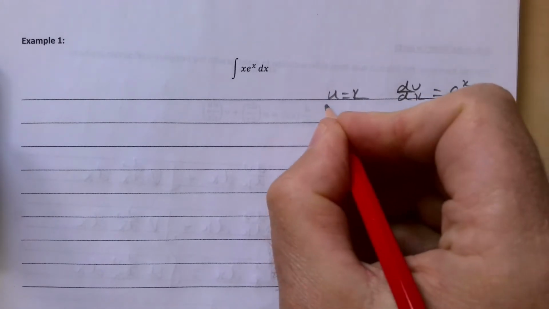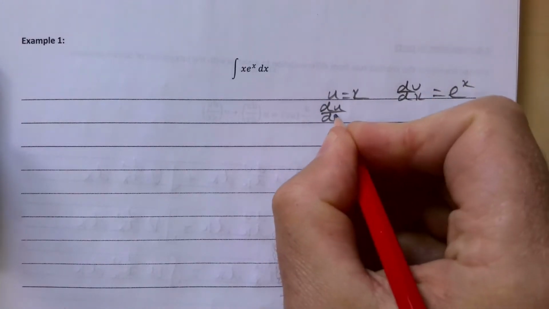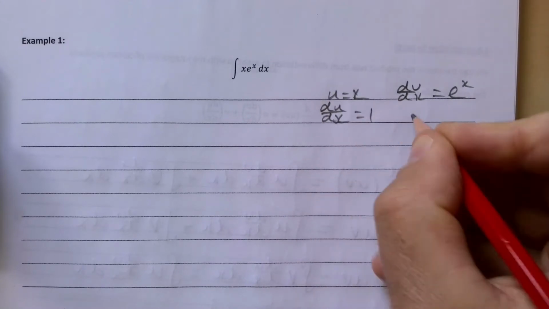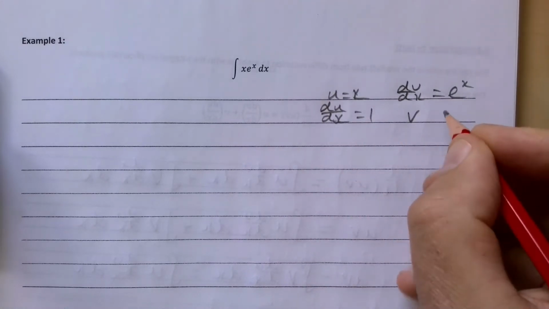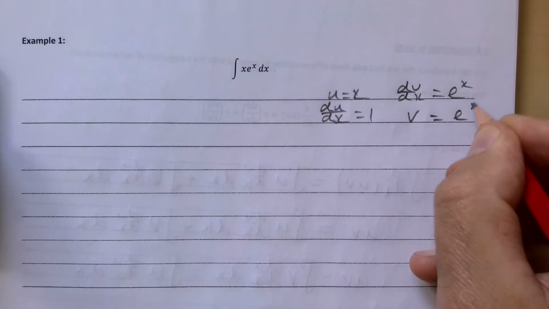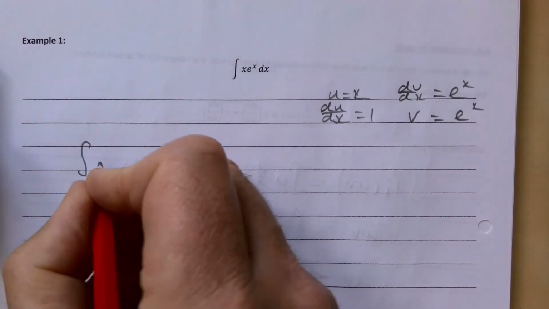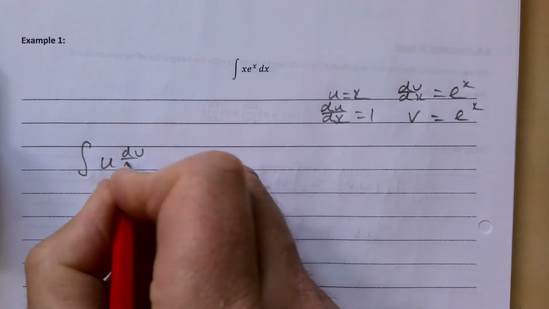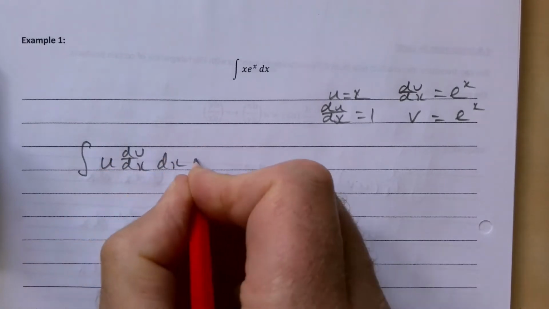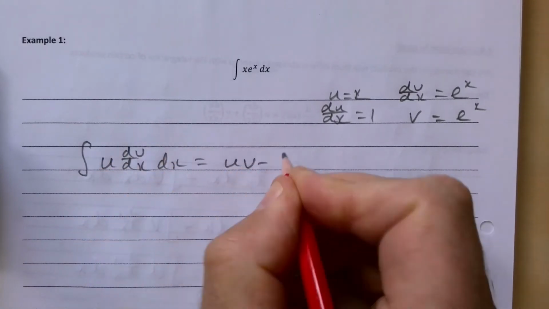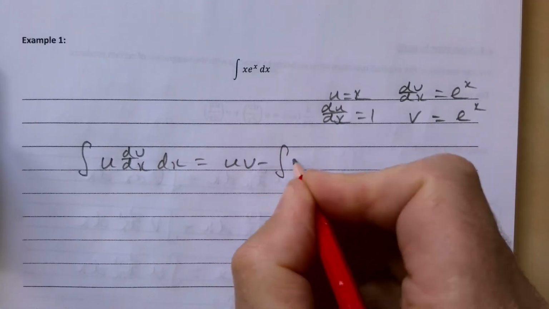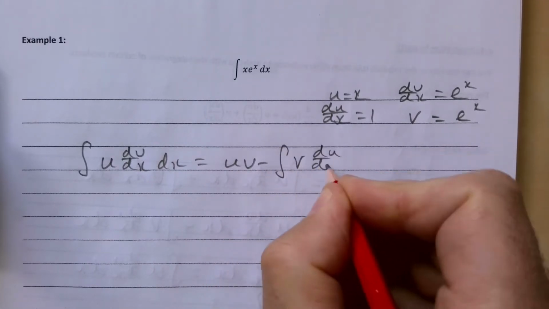For our formula we need du by dx. Differentiating this, of course, you get 1, and then integrating e to the x, we of course get e to the x. So let's look at our formula. It's the integral of u dv by dx with respect to x equals uv, take away the integral of v du by dx.